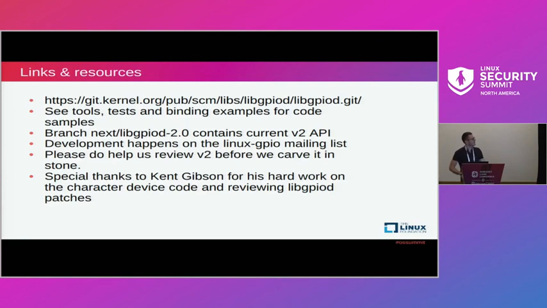I only have 3 minutes left. So these are the links. The first is obviously the repository. We have the branch that is called next/libgpiod-2.0. This is the branch where all the code lives right now. It's going to soon be merged into master and we're going to release a release candidate.